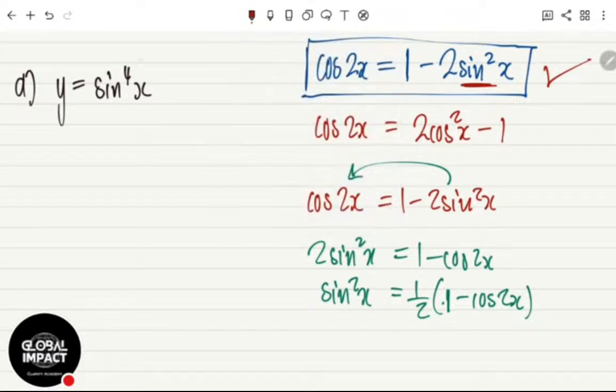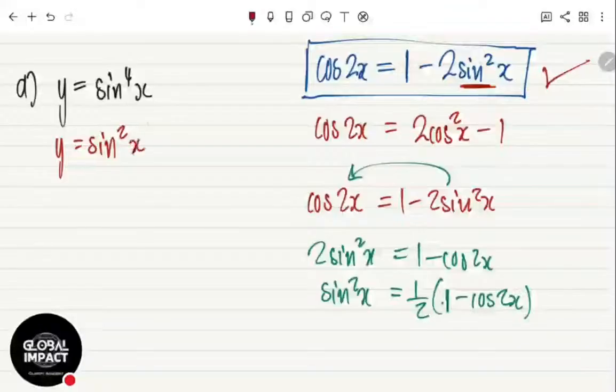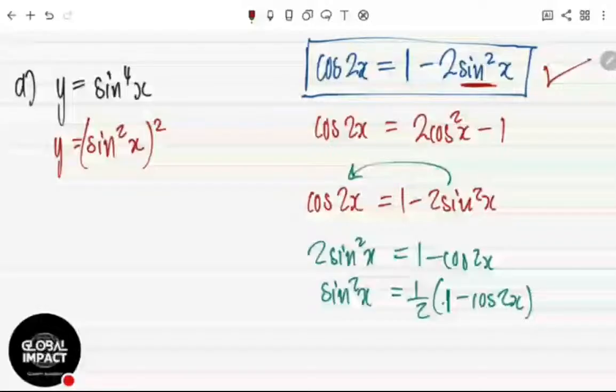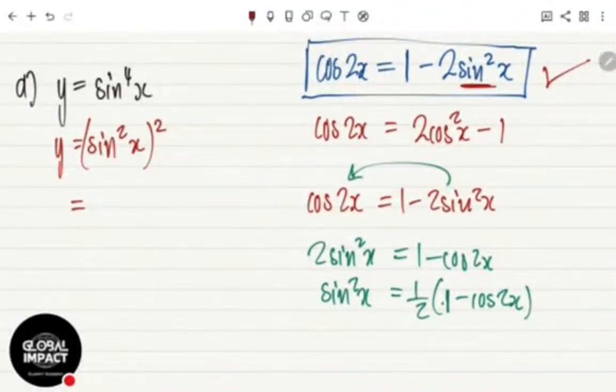So here you're going to change sine to the power of 4. Y will be equal to sine x all squared. This is sine to the power of 4, sine squared all squared. Which is how I'm going to do this. You are going to say, what is sine squared? It is half of 1 minus cos 2x.